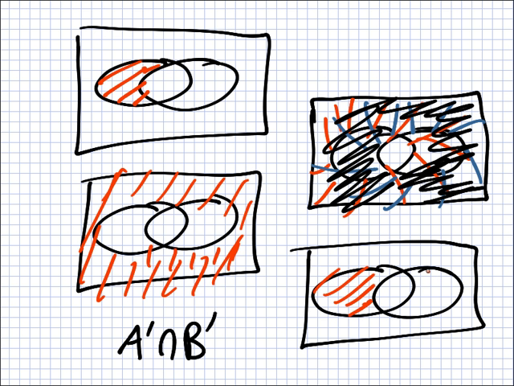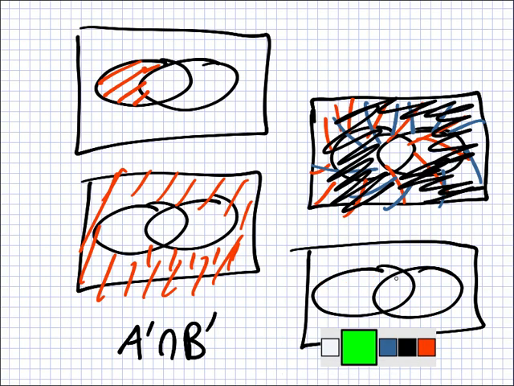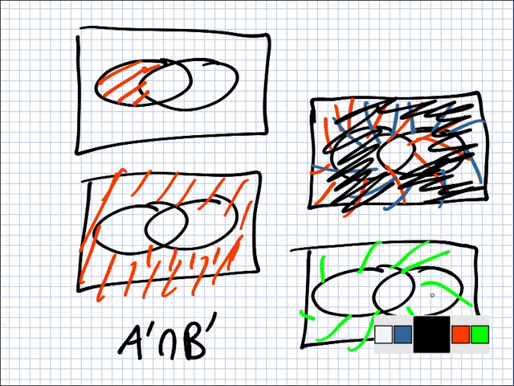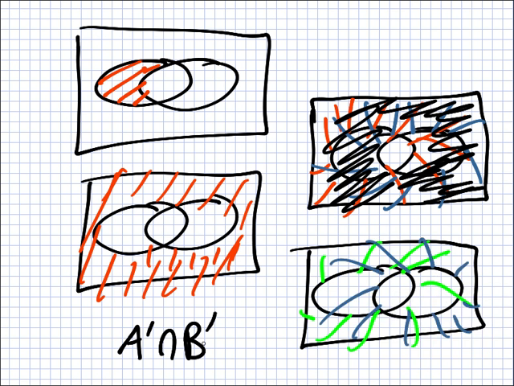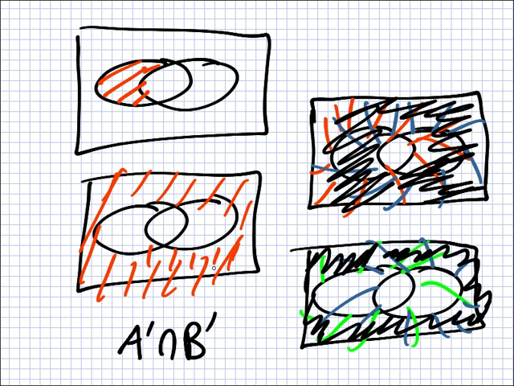Yeah, okay. Because here's not A. Yes? Yeah. Here's not B. And intersection means where you have both. So where do you have both? It's just on the outside, isn't it? Ah, that's interesting. That was the same as this answer.